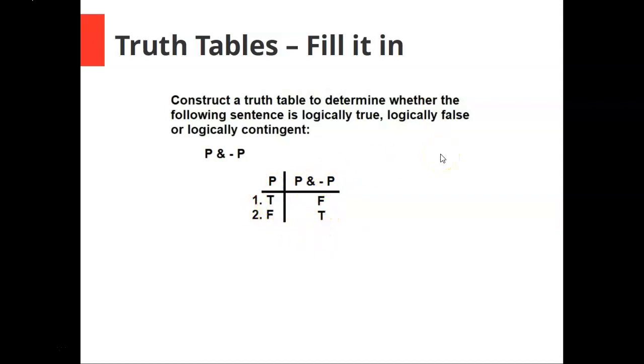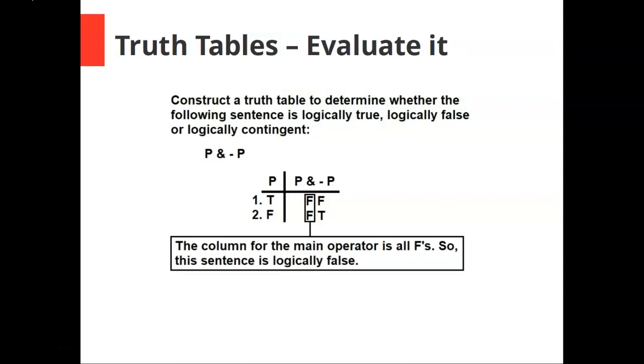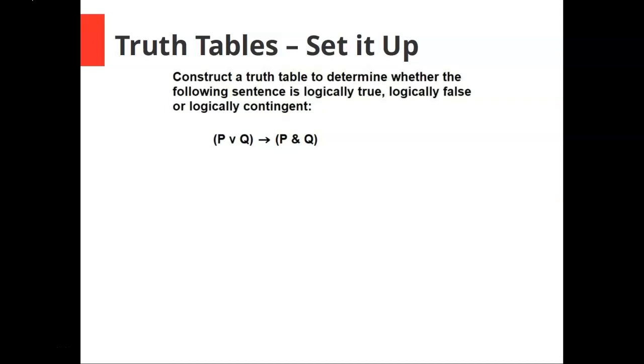A conjunction is only true when both conjuncts are true. In line 1, it is not the case that both conjuncts are true. Same thing with 2. So both of them are going to be false. Now we filled in our truth table. Now we have to evaluate it. The column for the main operator is all F's. So this sentence is logically false. This sentence is self-contradictory.